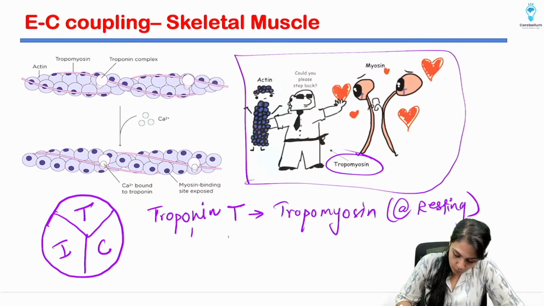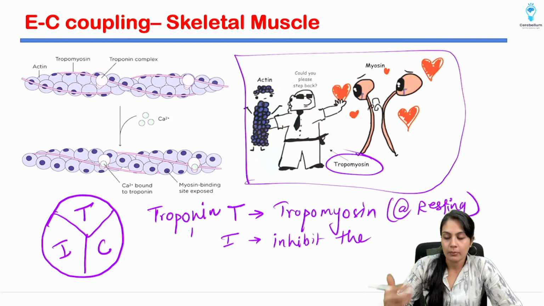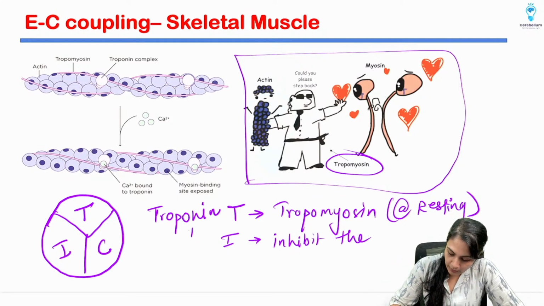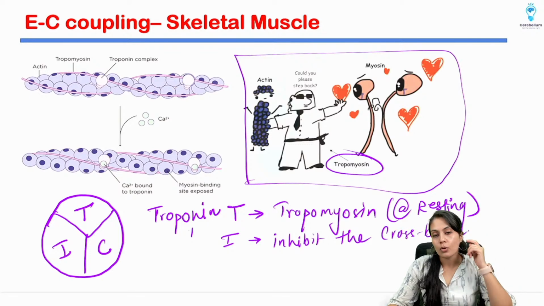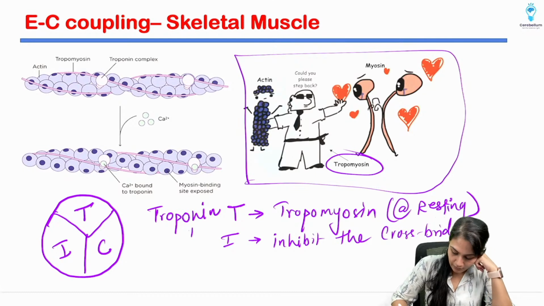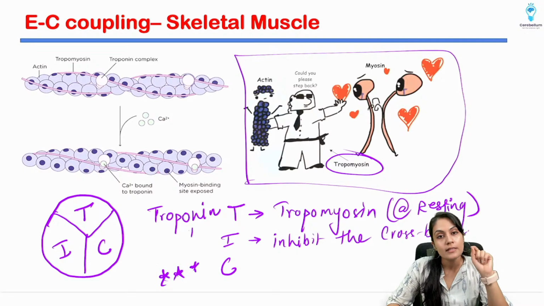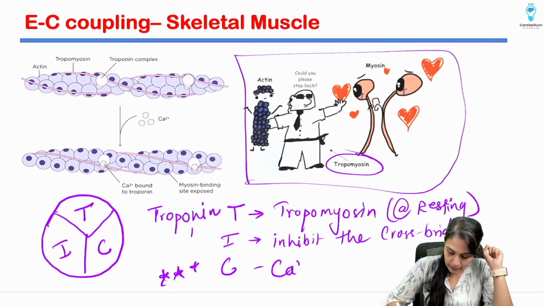Then we do have troponin I. What is the troponin I going to do? It is going to inhibit the actin from binding with the myosin. So it inhibits the cross-bridge cycling. And we do have troponin C, which is very important. Why? Because C for calcium. C for calcium, please remember that it is going to bind to the calcium.